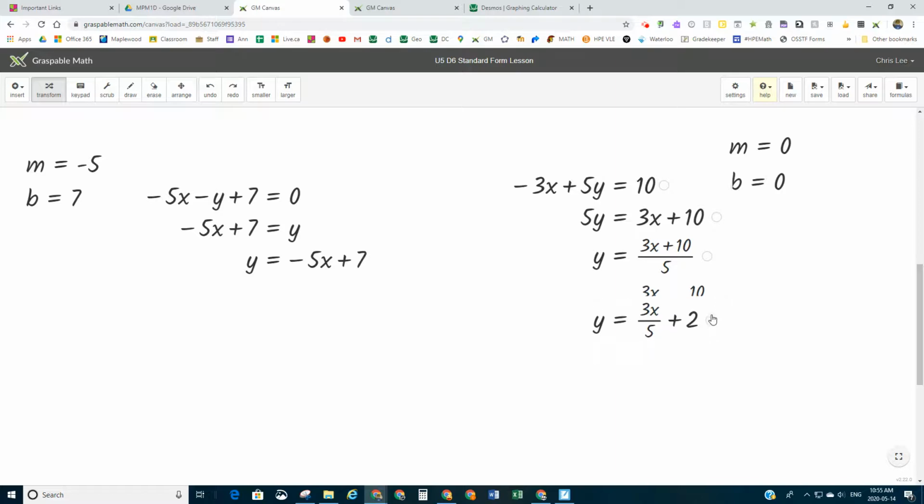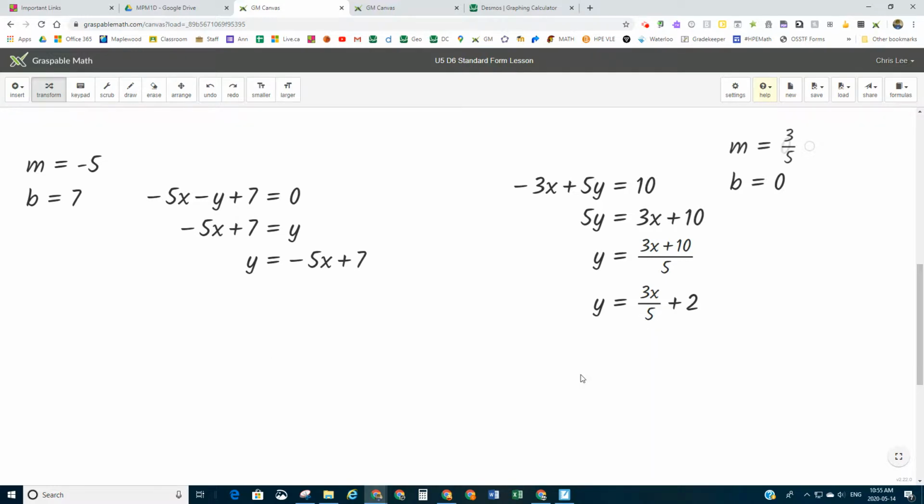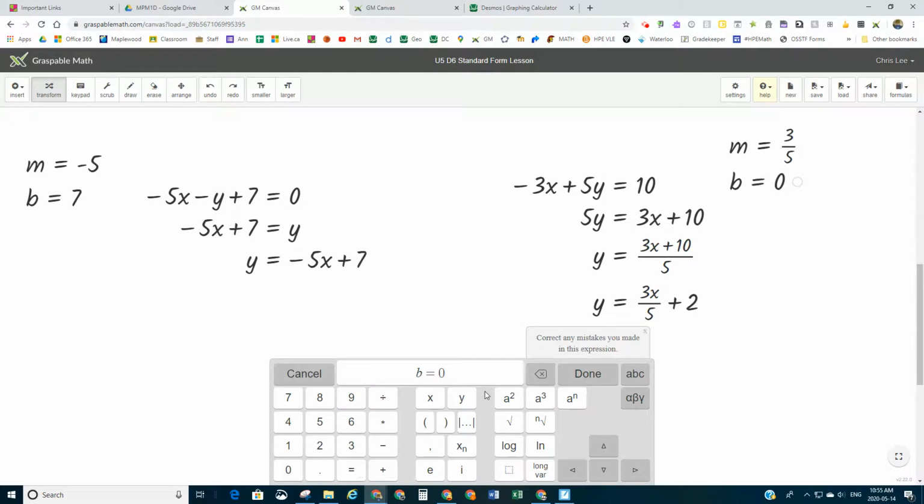If I wanted to just go back one step like this, you can see that 3 divided by 5 is just 3 over 5, and 10 divided by 5 is 2. So the slope here is a fraction this time, 3 over 5x. Now you can have the x up there or the x beside it, it doesn't matter. So I'm going to go here and change this to 3/5. It knows to change that to a divide. And the y-intercept is 2.